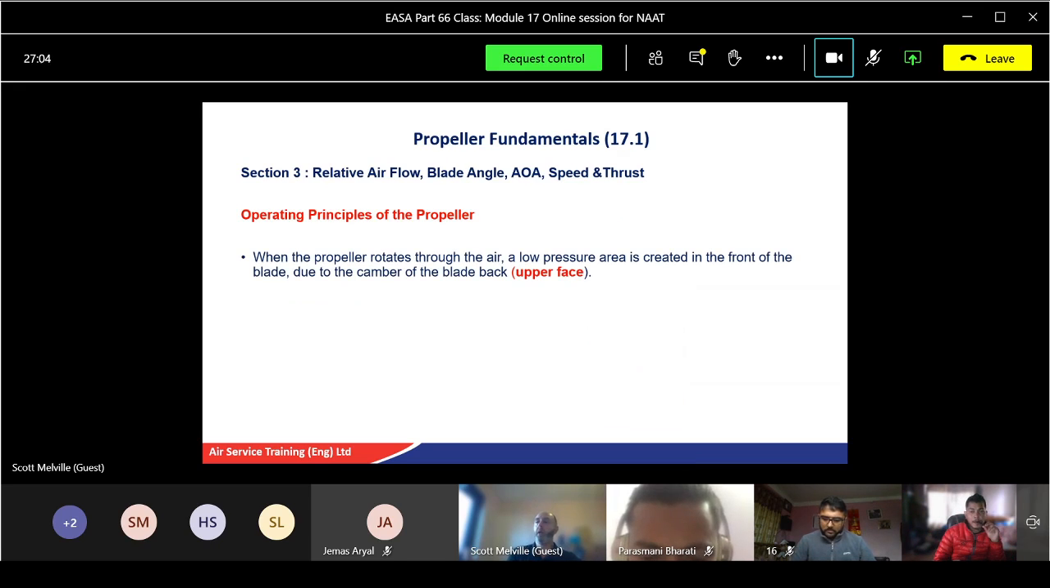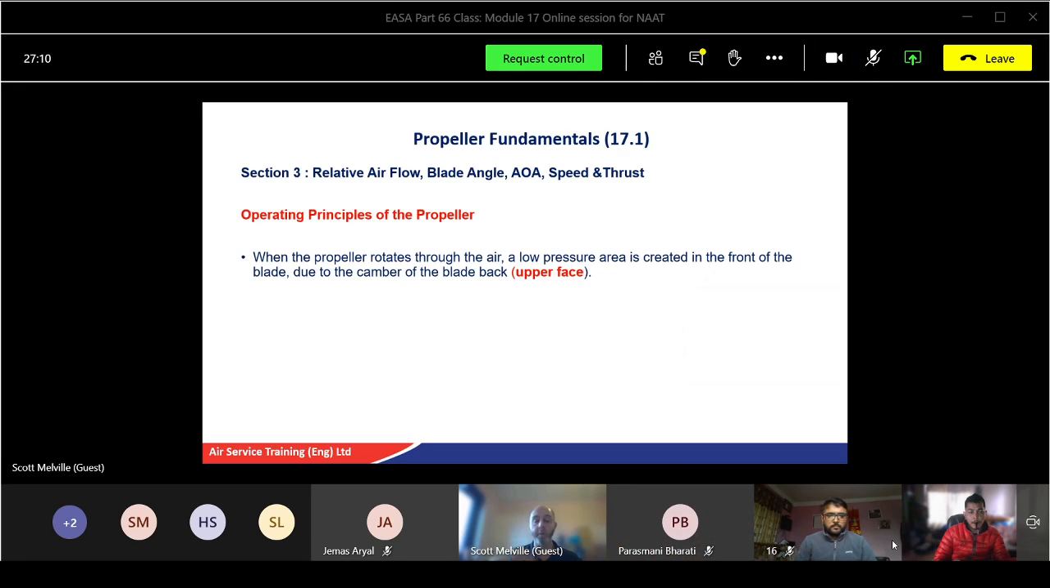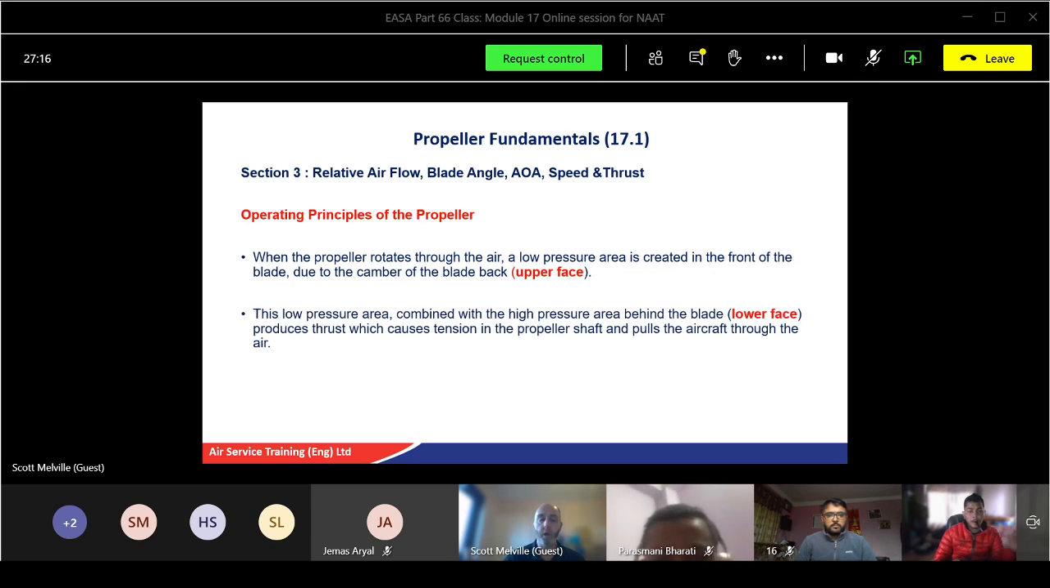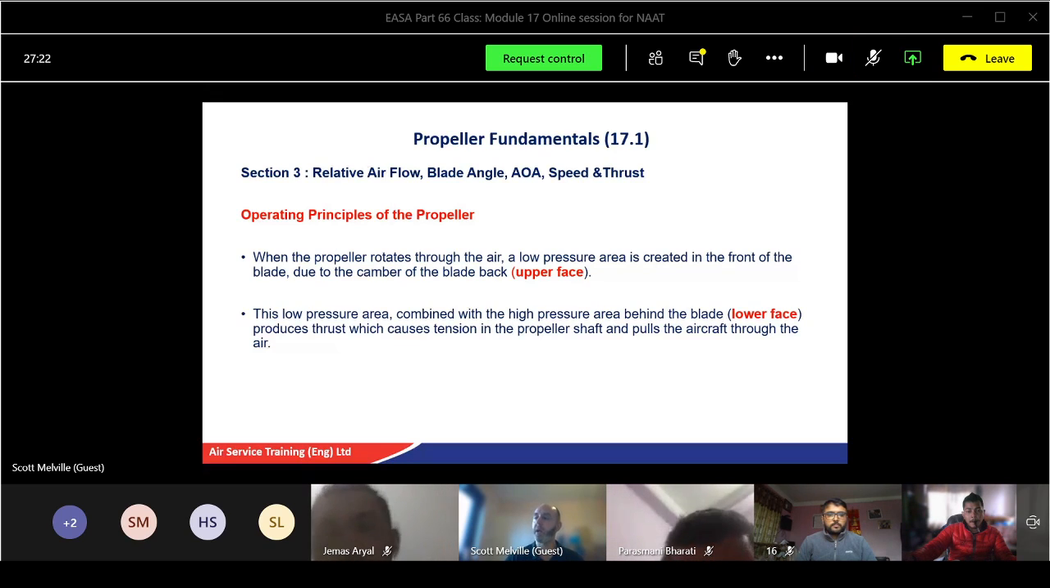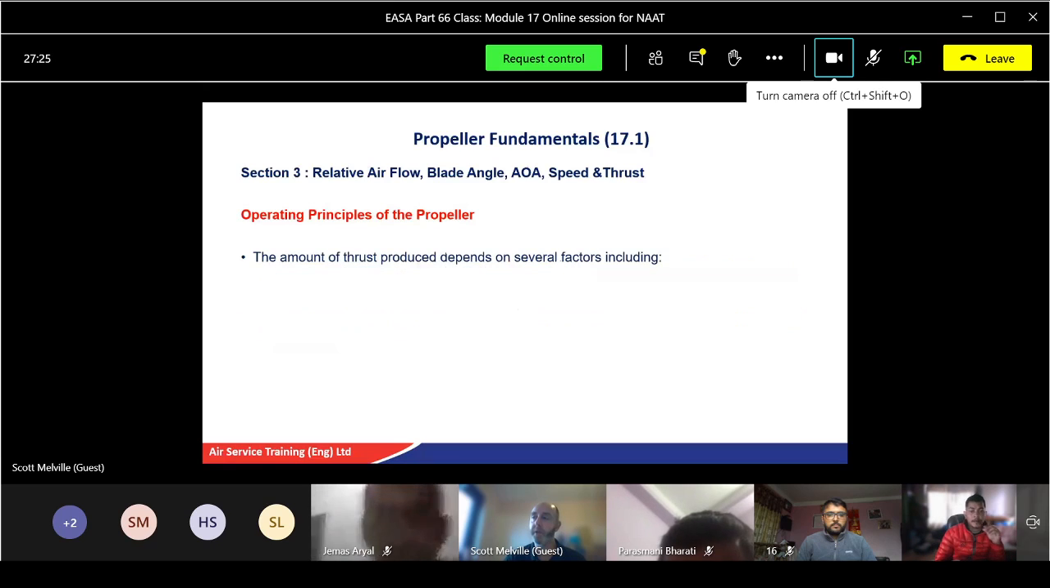In principle, when a propeller takes in air, like I said before, we get a low pressure created in front of the blade, which should be the top of the wing, due to the camber of the blade back and upper face. The low pressure area behind the blade in the lower face produces thrust, which causes tension in the propeller blade and pulls the aircraft through the air. So the amount of thrust will depend on several factors.